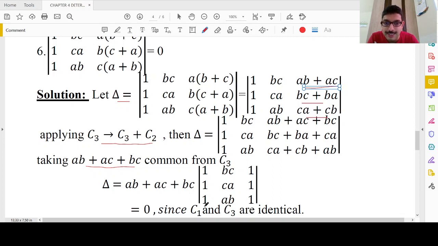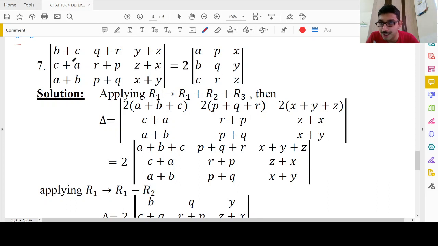Now since C1 and C3 are identical here, using the properties we can say that the value of the determinant is 0. Here itself you can say that the value is 0, since the first and third columns are proportional. The third column is the first column multiplied by AB plus AC plus BC. So it is equal to 0 since C1 and C3 are proportional.